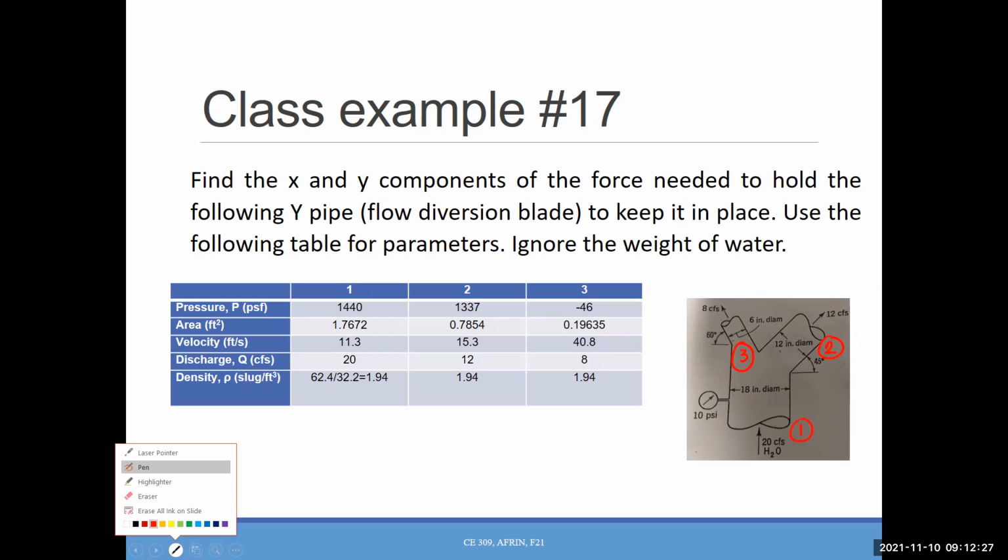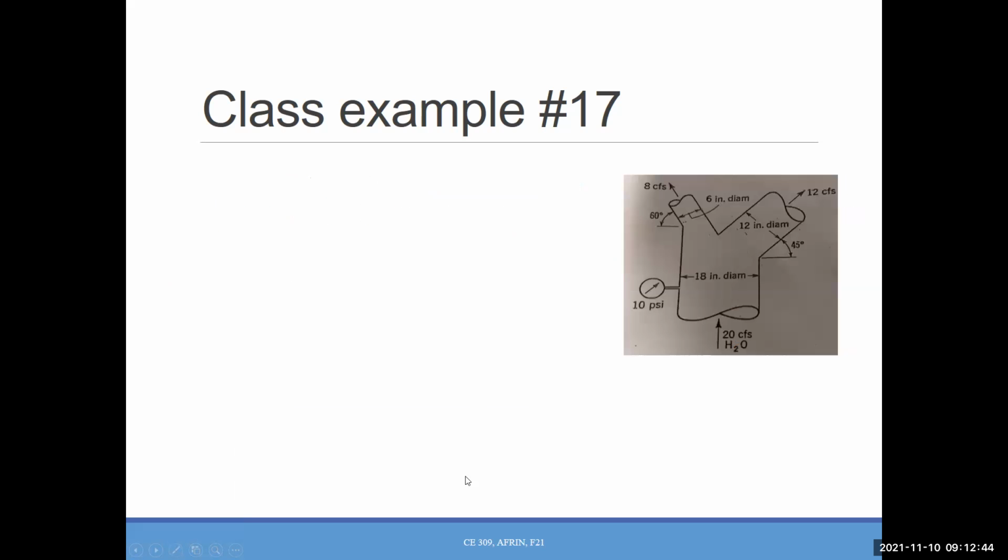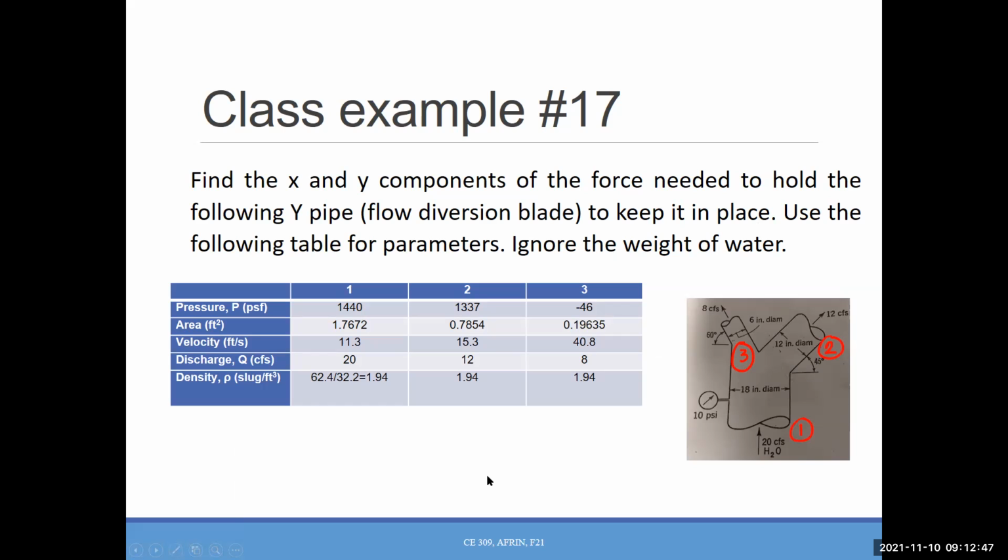That is, the force needed to hold this Y pipe in place. All the pressure, area, velocity, discharge, and density for each point are given, so you don't need to do any calculation on that part. Everything is given. So we will try to identify all the knowns and unknowns, and then we will calculate the force which is required to keep the pipe in place.